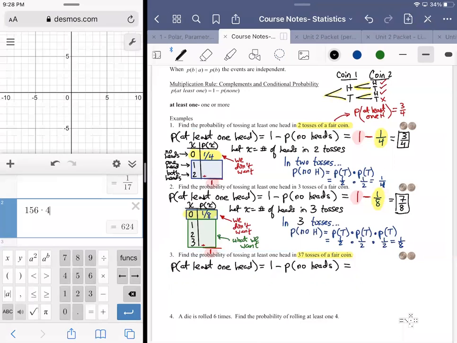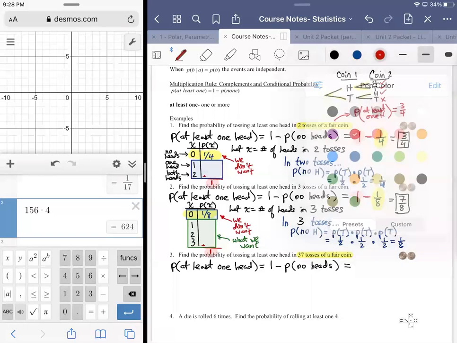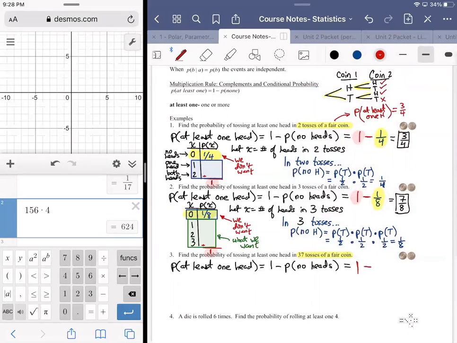But if we think about it, getting no heads when we flipped a coin twice, that was 1/2 times 1/2. No heads when we flipped a coin 3 times, that was all tails: 1/2 times 1/2 times 1/2. So 3 of those 1/2s. So it's going to be the same idea, except we're going to have 37 of those 1/2s. So we're still going to have a 1 minus, but instead of 1/2 times 1/2 times 1/2, I'm going to say 1/2 times 1/2, 37 times, which would be the same as saying 1/2 to the 37th power.